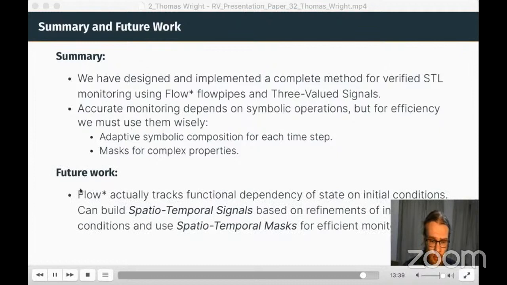For future work, we note that our existing method currently only uses part of the information contained in the Flowstar flowpipe, as flowpipes don't just track the state of the system over time, but how the state depends on the initial conditions of the system. We can use this as an efficient way to construct spatiotemporal signals which have refinements of the initial conditions as their space domain, and in fact use a spatiotemporal extension of masks for efficient monitoring. Thank you.